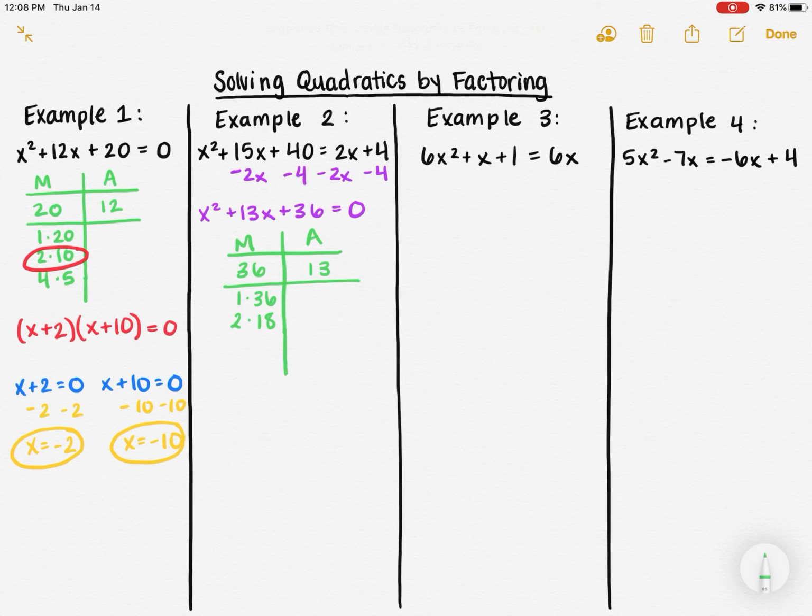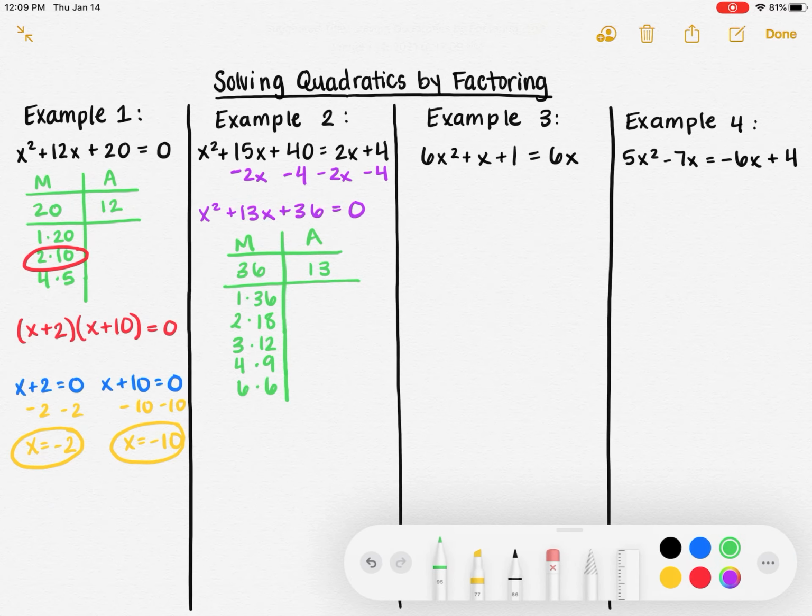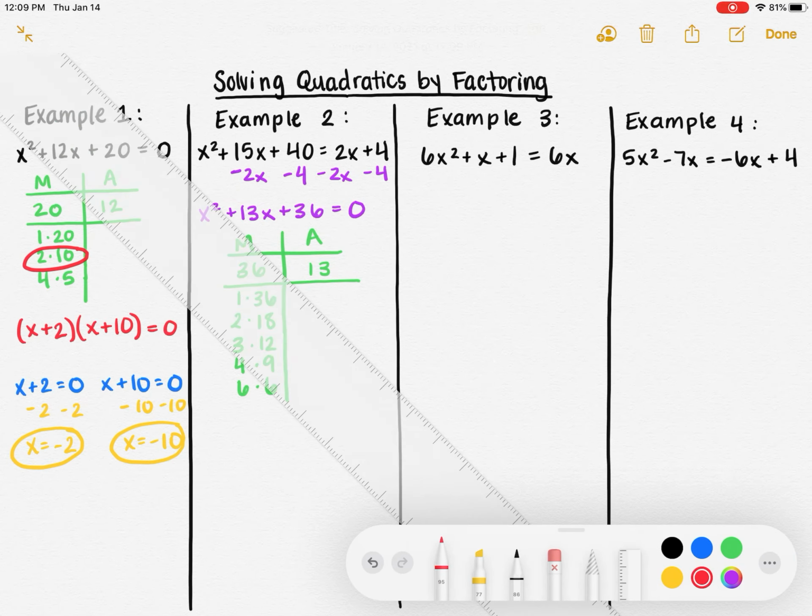Yep. And then we have 3 goes in. 3 times 12 gives me 36. 4 times 9 gives me 36. Does 5 go in? No. 6 and 6. And now those are all of our factors. So I need to figure out which one adds to 13. Once again, we got lucky for this one because we're trying to multiply and add to a positive. So both my numbers are going to be positive. I don't need to worry about putting any negatives in.